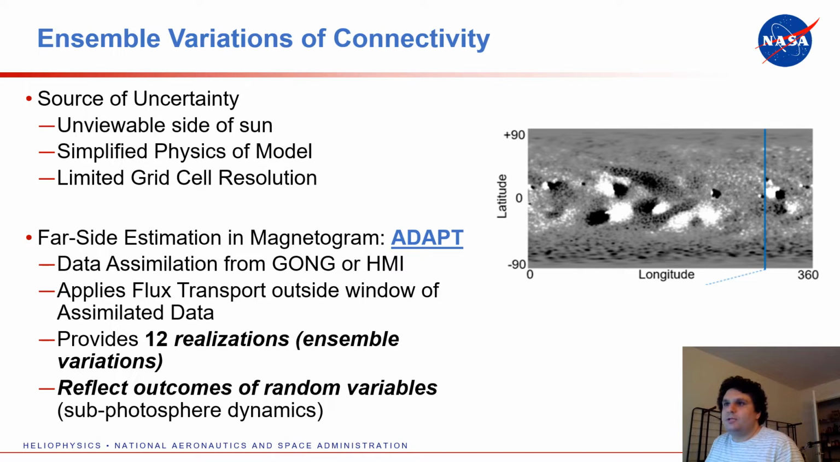I'm going to highlight one particular varied dimension here, which is through the ADAPT flux transport model, which is a data assimilation system. It uses GONG or HMI inputs at the near side and assimilates the far side of the sun. It provides 12 realizations, which is basically 12 different guesses or variations of the model, which represent 12 different magnetograms that we use to produce our solutions. Each one of the 12 realizations is calculated in ADAPT using slightly different parameterization, basically convection cell parameters that affect the flux transport.